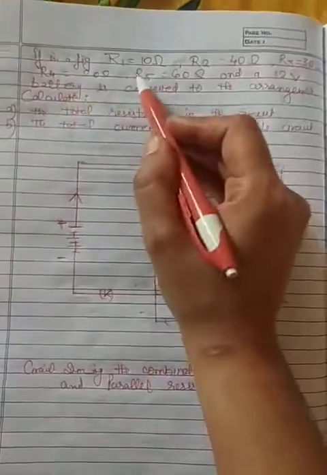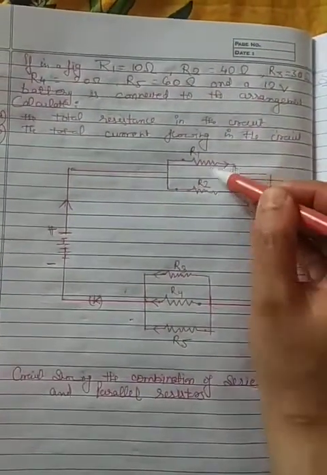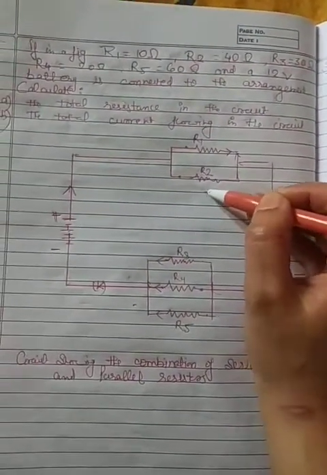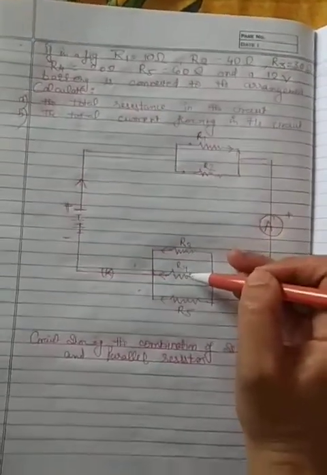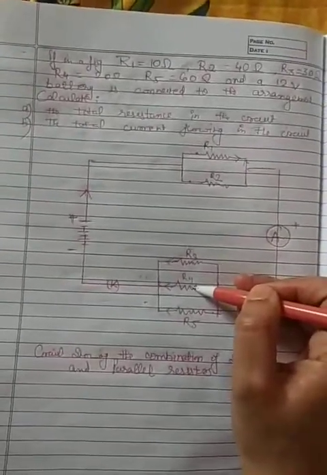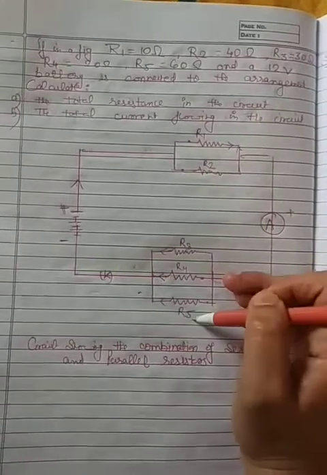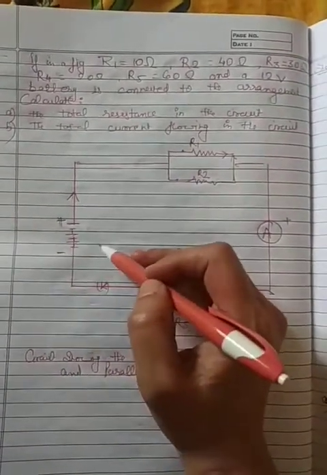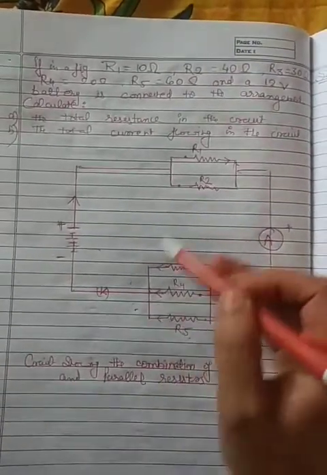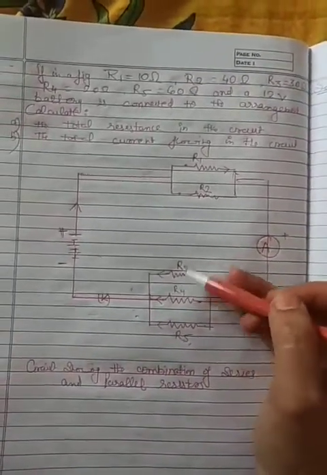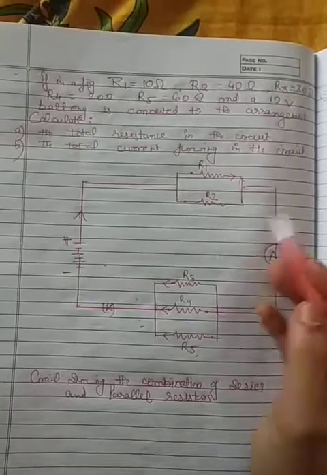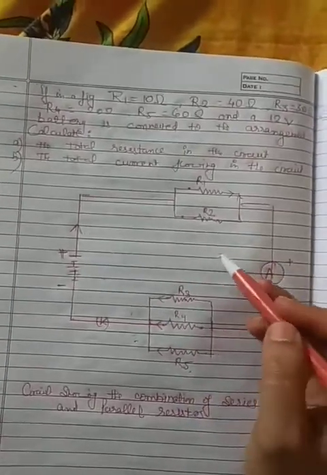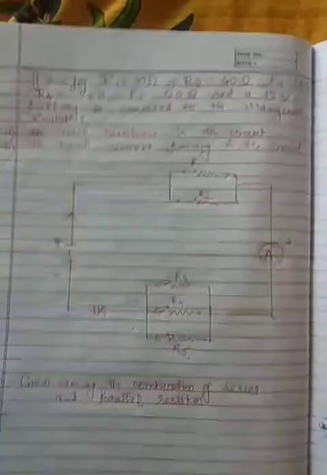In a figure, R1 is 10 ohm, R2 is 40 ohm, R3 is 30 ohm, R4 is 20 ohm, R5 is 60 ohm, and a 12 volt battery is connected to the arrangement. Calculate the total resistance in the circuit and the total current value I in the circuit.